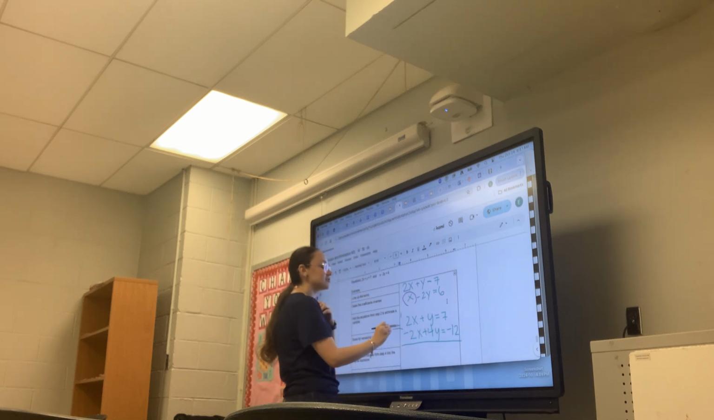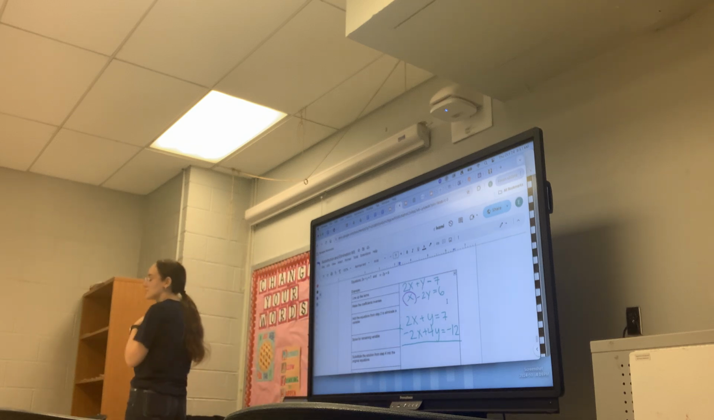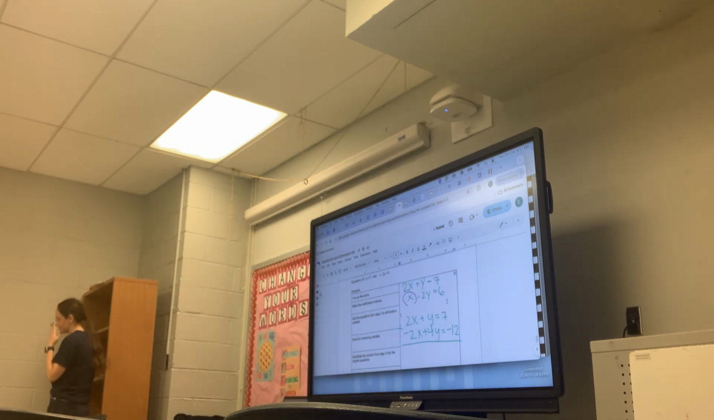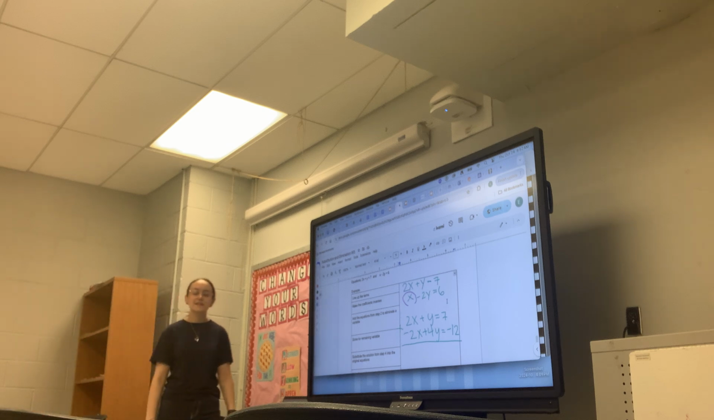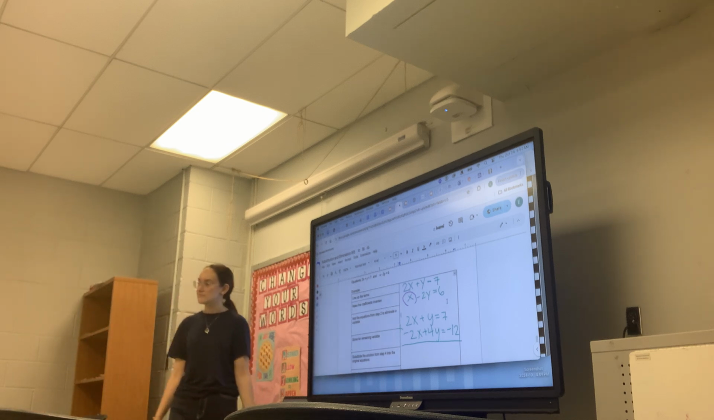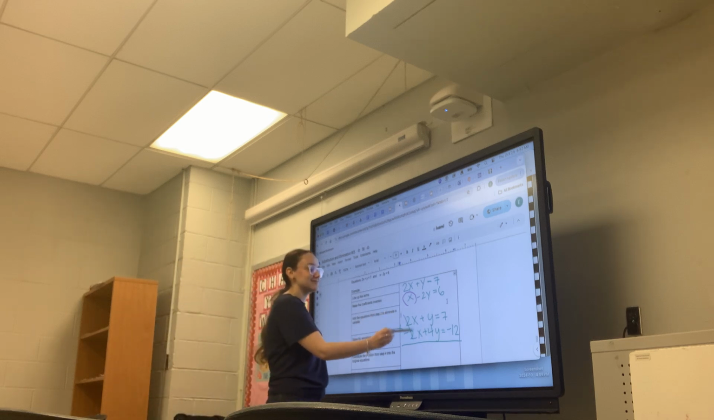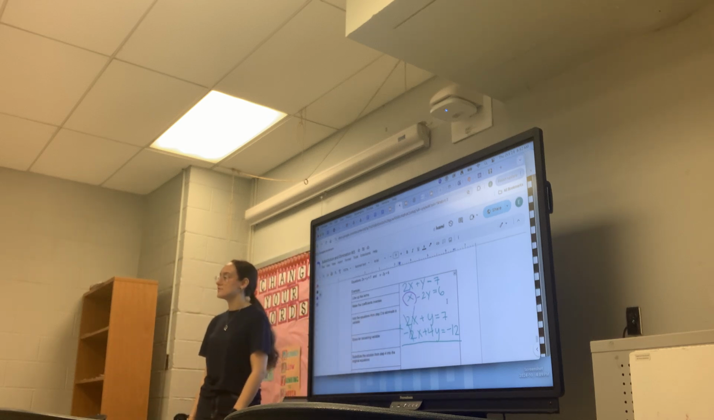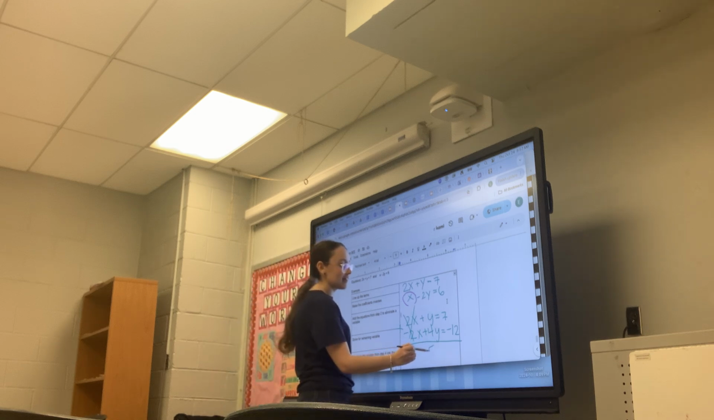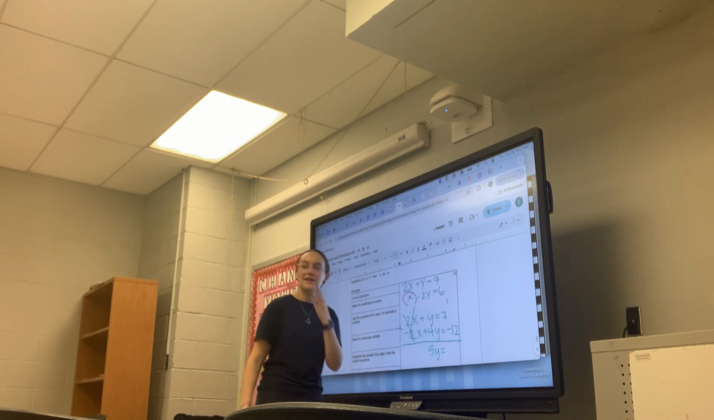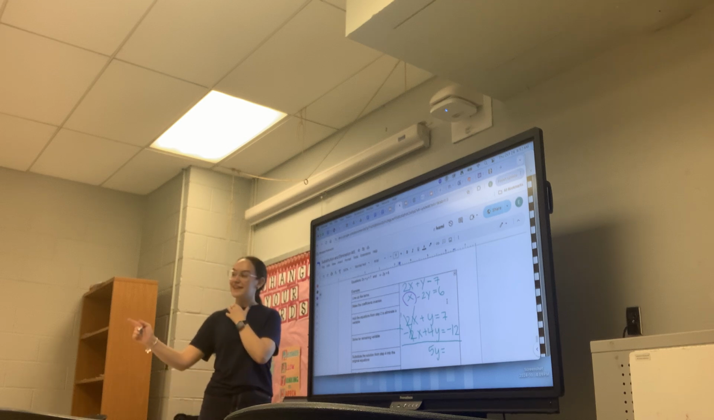Now, we're drawing a line underneath just like we do when we're adding 15 and 13. What is 2x minus 2x? It cancels out. What's 1y plus 4y? 5y. Beautiful. And what is 7 minus 12? Positive or negative? Negative 5.